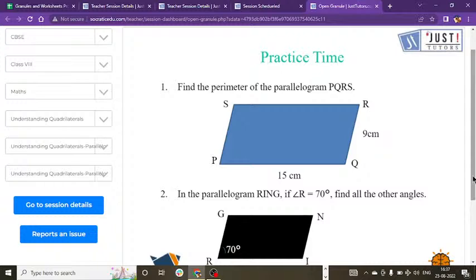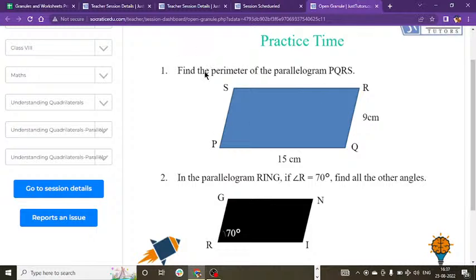So यहाँ पे एक question है. You can just take a snip of this and try solving these questions at your home. So find the perimeter of the parallelogram PQRS. So PQRS दिया है जहाँ पे आपका 9 सेंटीमीटर ये दिया गया है, RQ and SP नहीं दिया गया है. तो we know parallelogram में opposite sides are equal. So this SP would be 9 centimeter, and when PQ is 15 centimeter, this SR will also be 15 centimeter, and then we are going to add them up together to get the answer.